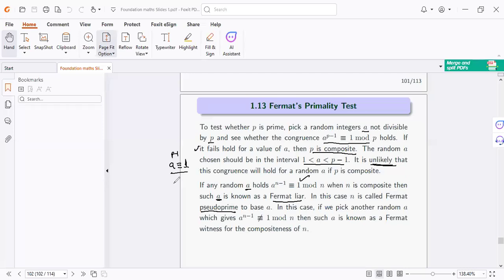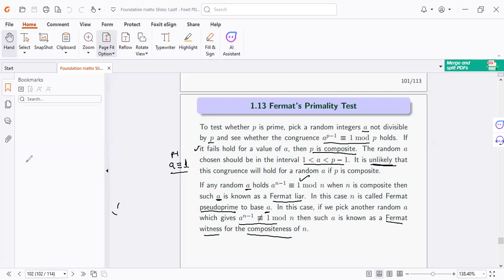The number that you are testing, whether it's prime or composite, will then be called a pseudo-prime to base N. In this case, we would pick another number and test. And if that other number gives us a contradictory statement, then that new number is called a Fermat witness for compositeness. So it has said that this number is indeed composite, but the other one had lied to us.